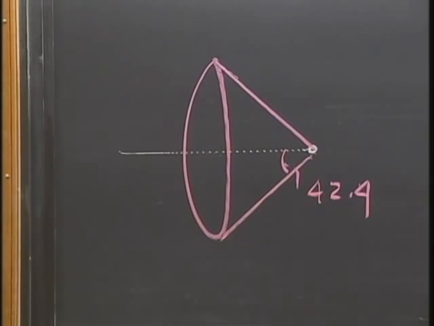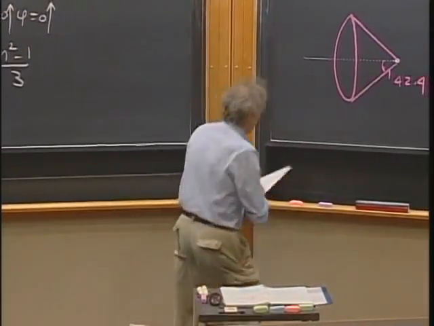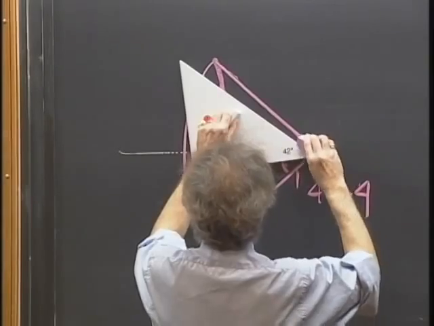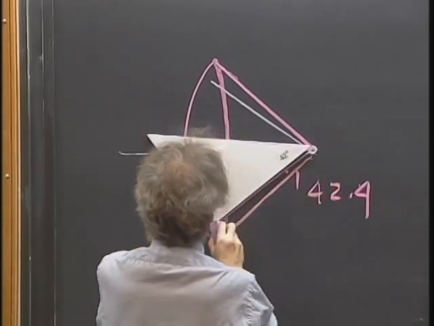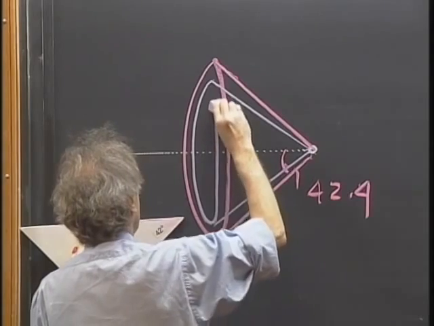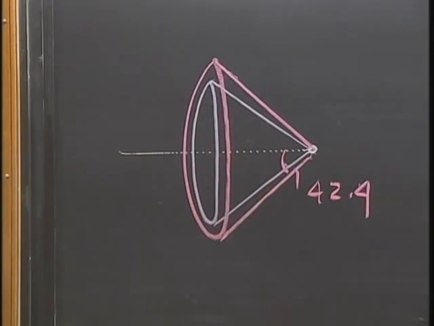And then I need my violet light, violet color. Where did I leave it? Oh, we have one here. And then the other colors have a smaller value for phi maximum. This is not to scale, but this is then the violet light. And so inside here, you have that cone for the violet light, for which this angle is smaller. It's about 40.65 degrees.